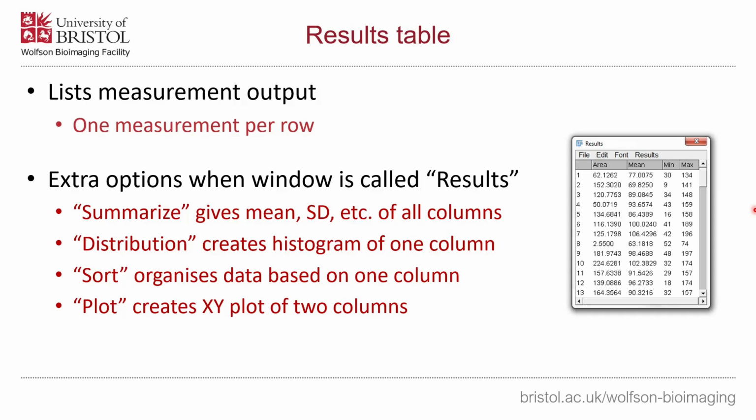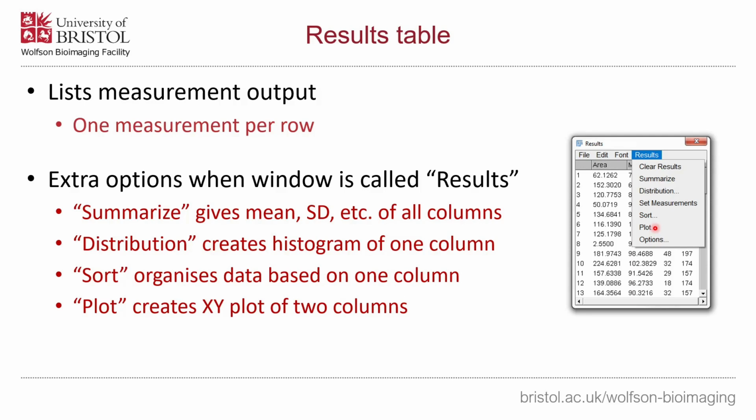If you've got the results table, you should also have an option here called Results, and that will give you some additional settings, so you can calculate the summary. That's just the minimum, standard deviation, maximum and mean of all columns, and those will appear as four rows at the bottom. You can also plot a histogram using the distribution function. You can sort based on one column, or you can plot two columns against each other, either with connected lines or isolated points, and include things like error bars with that. But we'll be looking at the distribution and the plotting functions a bit later on, once we've actually started segmenting our nuclei out.